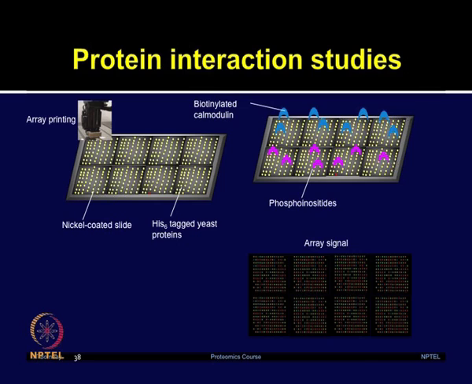Now, as you can see in this slide, the yeast proteome microarrays were built after each of these clones were expressed and purified, then printed on the chip as shown on the left slide, and then used to screen the interaction of the proteins and the phospholipids. This study revealed there are many new calmodulin and phospholipid interacting proteins. Let us discuss this study in the following animation.